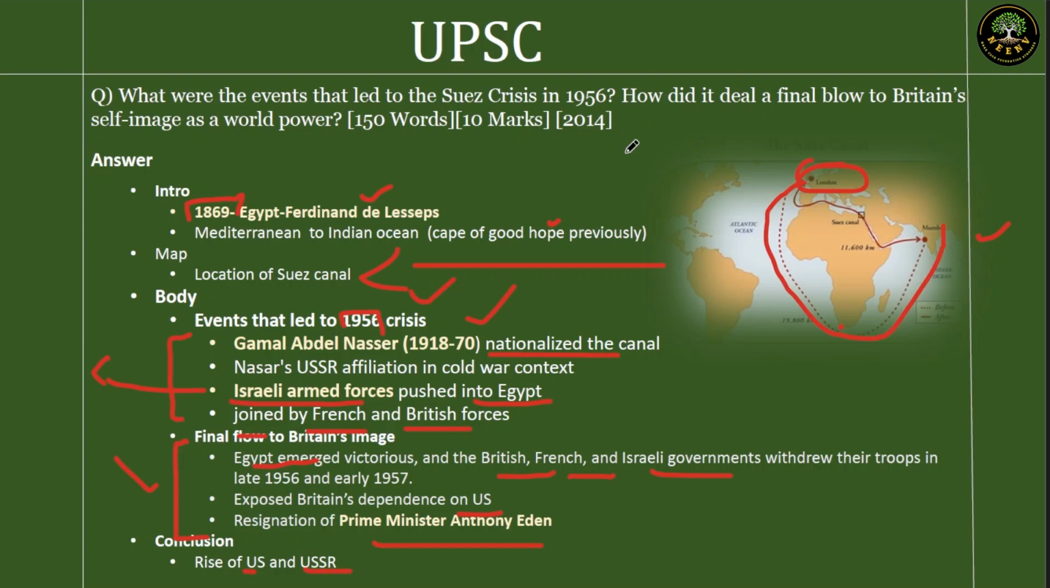So the transition of Britain from being a world power, an imperial power that controlled the world during the colonization phase, to a power that is dependent on America became very evident with the Suez Canal crisis. That's what this question is all about. So we have addressed that in two parts, and in these two parts we have explained the Suez Canal crisis as well.